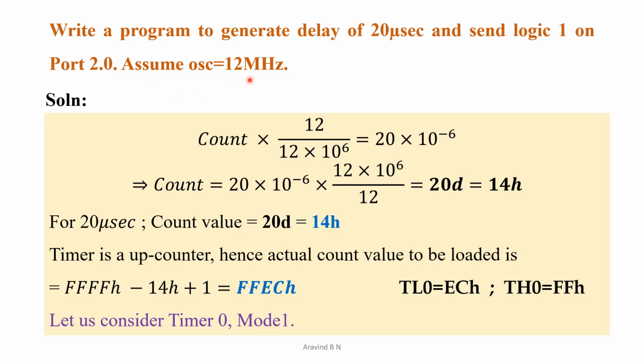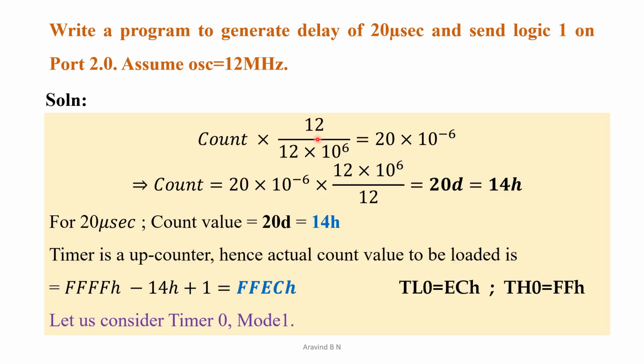It is 12 megahertz. Now we need to calculate the count value so that it can generate 20 microseconds of delay. It is given by count into 12 divided by 12 into 10 to the power of 6, equals 20 into 10 to the power of minus 6. So this is nothing but the 20 microsecond delay. So we know how much the delay is. To create this delay, how much count it has to do, that we need to calculate.